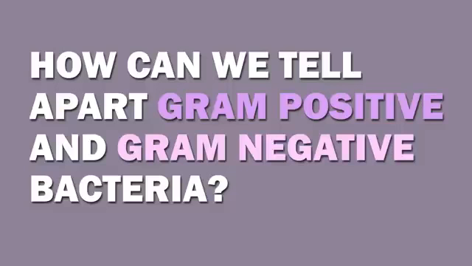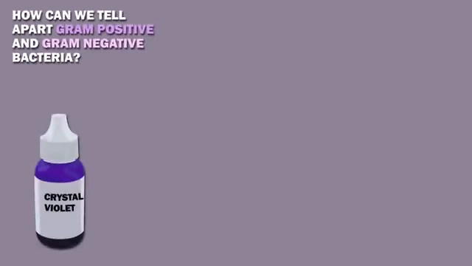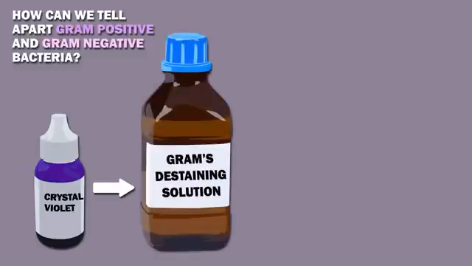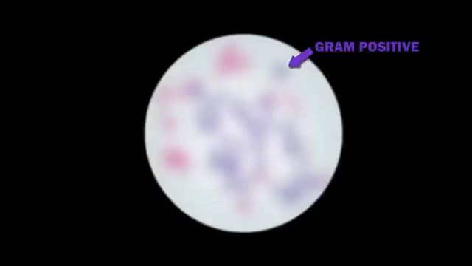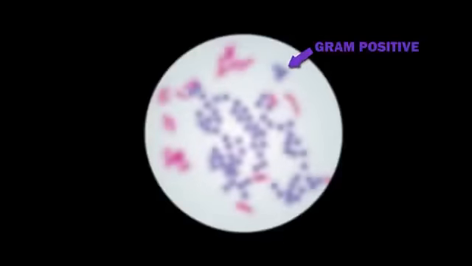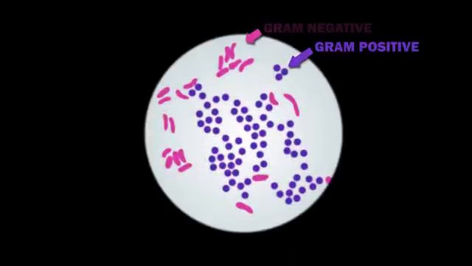We can differentiate between gram-positive and gram-negative bacteria by dyeing them with crystal violet and then washing them with a decolorizing solution. Then, a counterstain is added, for example, safranin or fuchsine. Gram-positive bacteria will retain the crystal violet dye and remain purple, while the gram-negative bacteria will be stained pink.